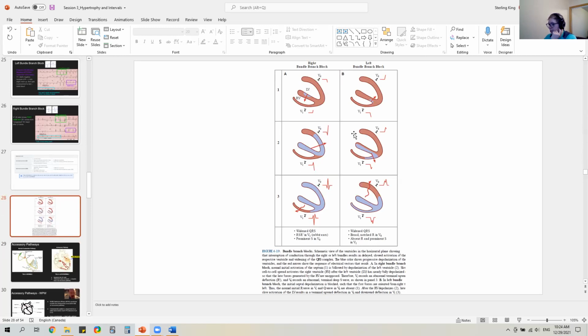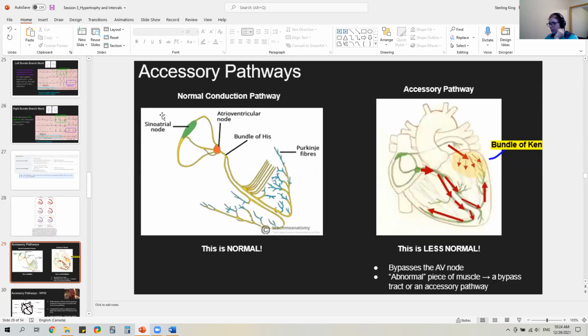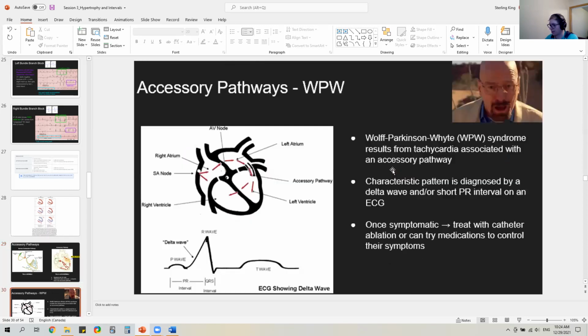And this is just another picture showing its explanation, so you can look through that if you want to see how that works. And I think this is the last thing that we're talking about, which is accessory pathways. Your usual path is from the SA node through the atria to the AV node, through the bundle of His into the Purkinje fibers. However, there can be something like the bundle of Kent, an accessory pathway. It goes around the atria, but then it finds an extra way into the ventricles, so it bypasses the AV node.